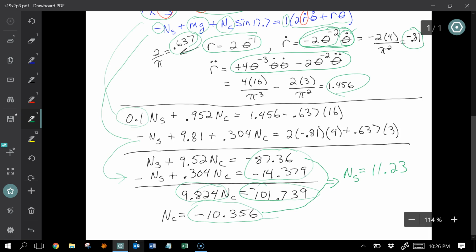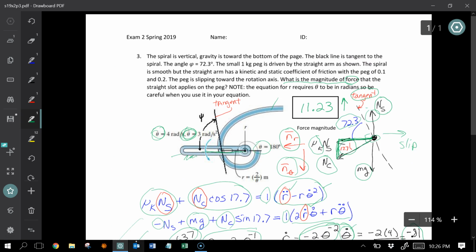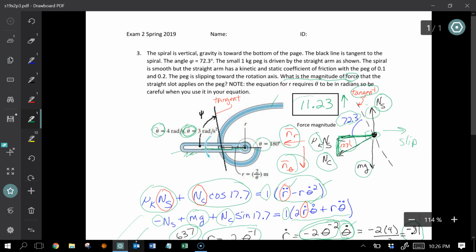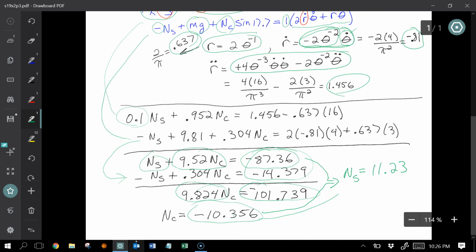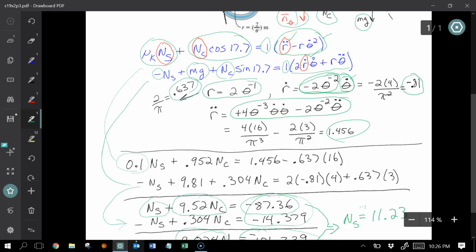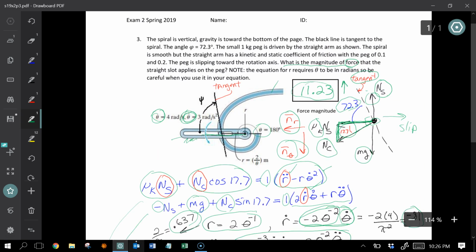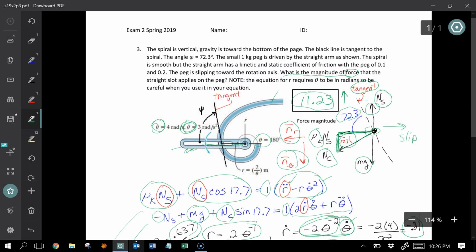Once you have NC, you just come over here and grab the NS. NS is equal to minus 87.36 minus this stuff. You know what that is. So you can calculate the NS. Once you have the NS, you just pop it in right up here. I didn't ask for it, but you can tell that the NS is a positive number. Right? So that's a positive number, which means that what I thought it was doing is correct. So I thought it was holding it up, and I'm right. So it goes up. That's it for that problem.